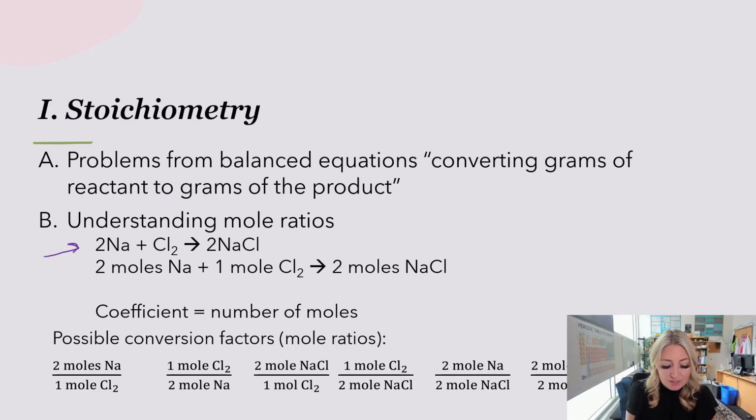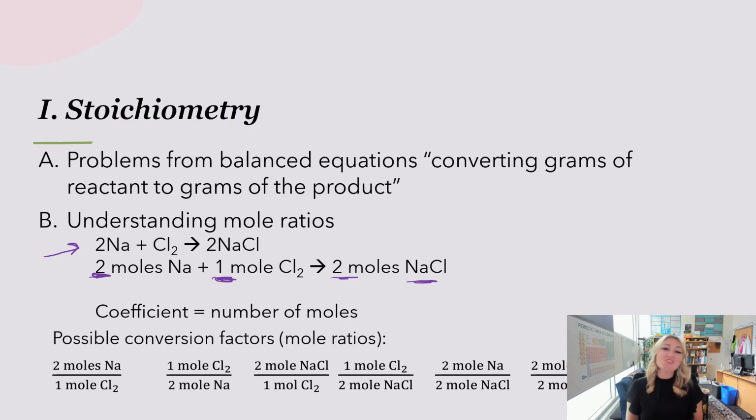So in this equation, I have 2 sodiums plus a diatomic element, chlorine gas, gives me 2 sodium chloride. So this is a balanced equation. I have 2 moles of sodium, 1 mole of Cl2, and 2 moles of sodium chloride. These are all ratios to each other. So the coefficient tells us the number of moles. I have 2 moles of sodium per 1 mole of chlorine. I have 2 moles of sodium per 2 moles of sodium chloride. 1 mole of chlorine gas per 2 moles of sodium chloride.